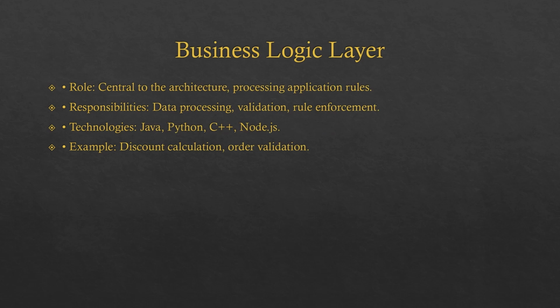Next, we have the business logic layer, which sits at the heart of the application. This layer processes the core application rules such as data validation, business rule enforcement, and processing user requests. Technologies like Java, Python, Node.js, or C++ are typically used in this layer. A real-life example would be an order validation system in an e-commerce application.